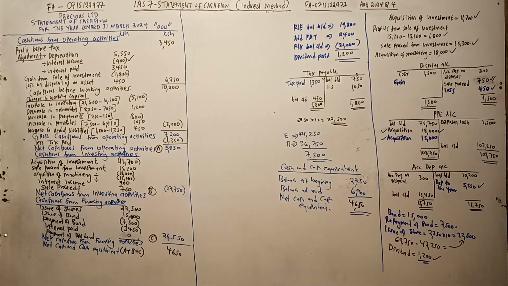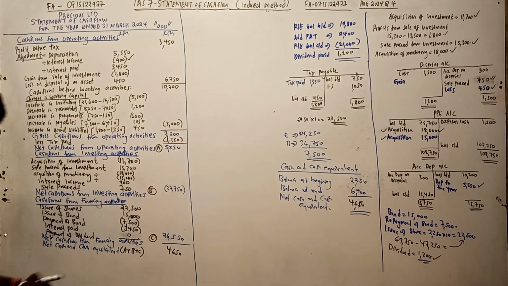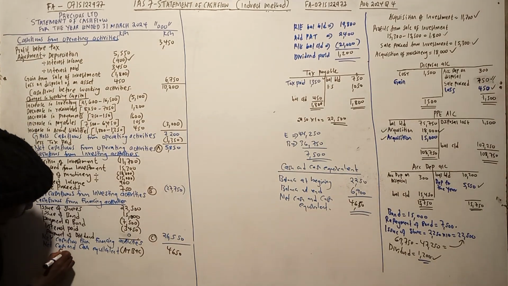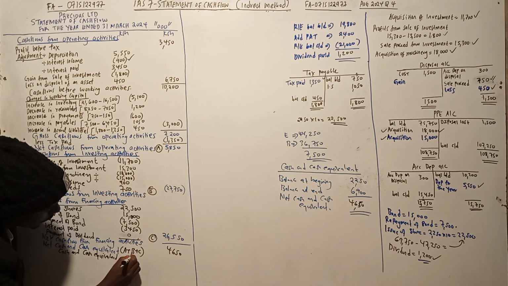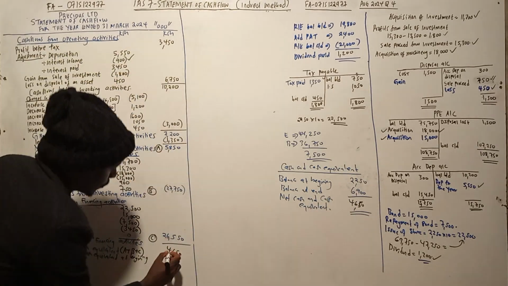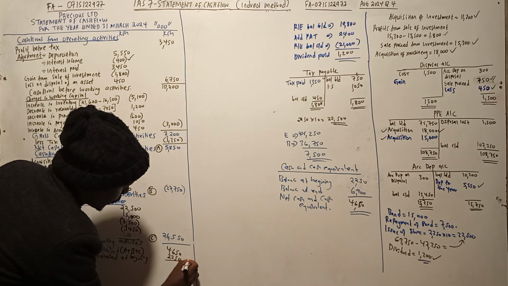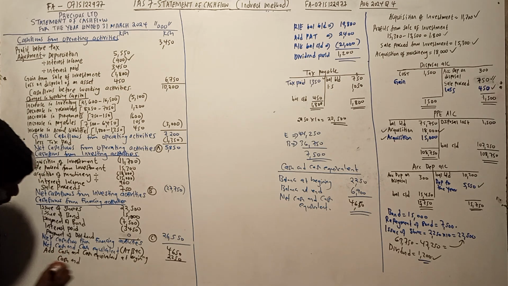Let's go back pale juu tuone. That is the only thing we can say, kwa sababu we have considered the amount. Now, we start with the cash and cash equivalent at the beginning. When you add, you shall get the cash and cash equivalent at the end.